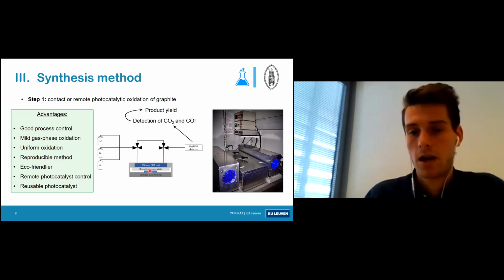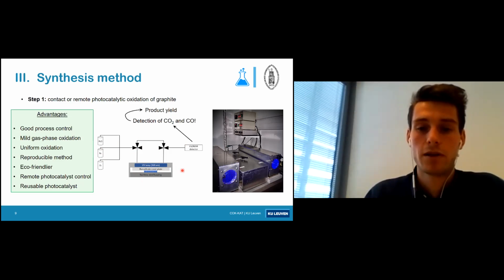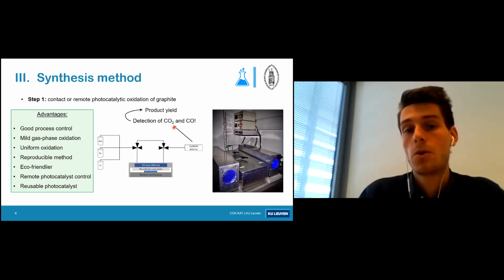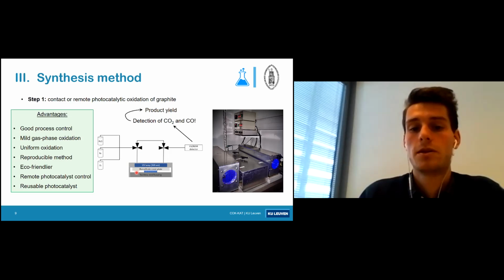So here is shown schematically how this is done. Our reagents come into the reactor. After the reaction, we have an outlet gas that is detected for its components by a UV or an infrared detector. This allows us to know what the CO2 and CO concentrations are that are produced, and it also enables calculation of the product yields after reaction, based on the initial mass that was loaded into the reactor.